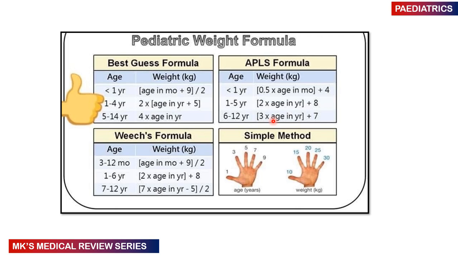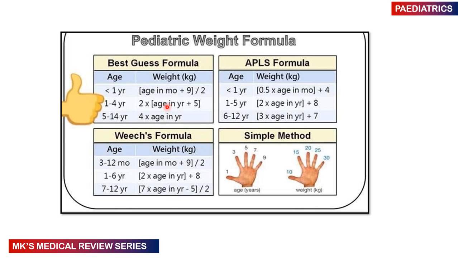Then plus 7, that should give us, I think, 25, if I'm not mistaken. Then if we look at the Weech formula, this here is from 7 to 12. So you'd say 7 multiplied by the age. If it's 7 multiplied by 7, that would give us 49. 49 minus 5 would give us 44. 44 divided by 2 would give us 22 kg. So the child would be 22 kg.